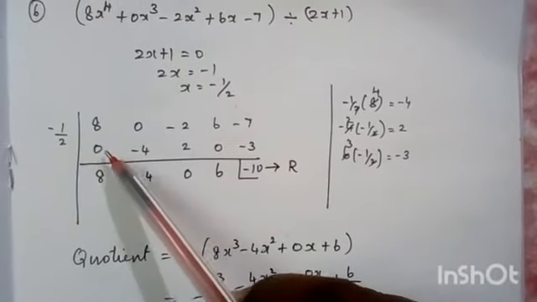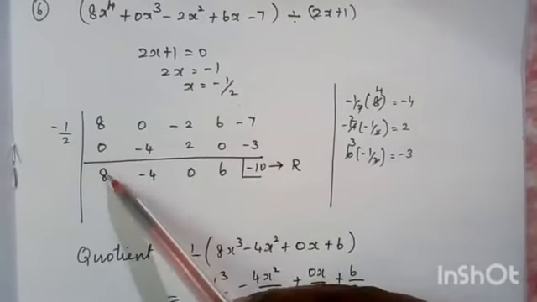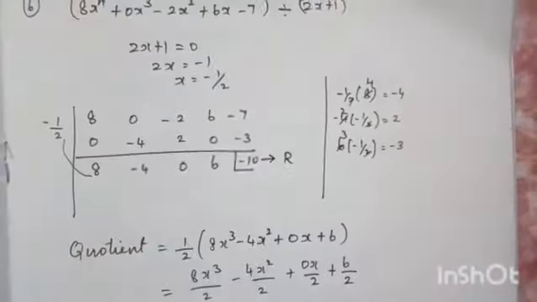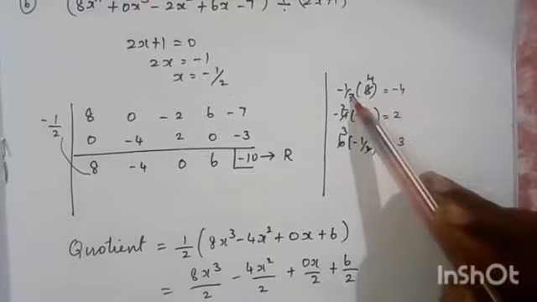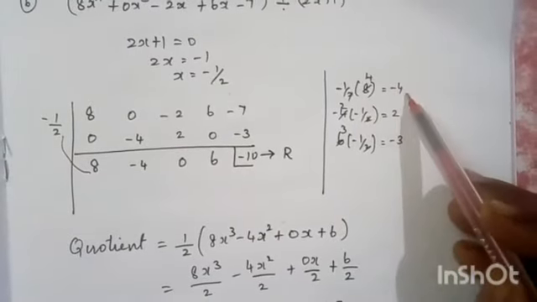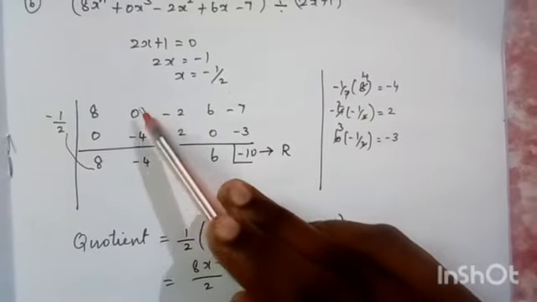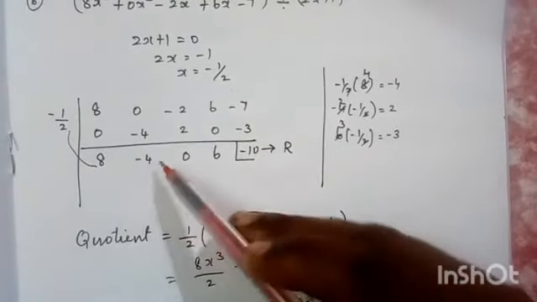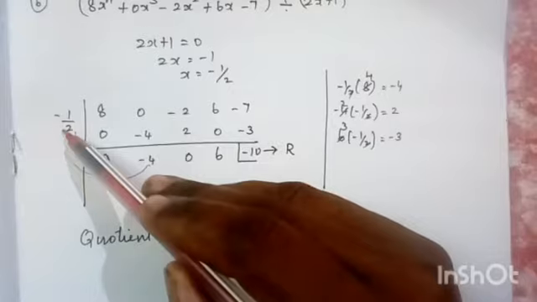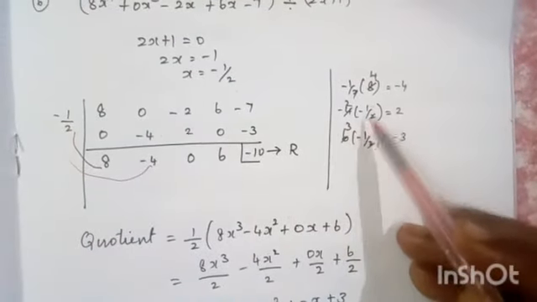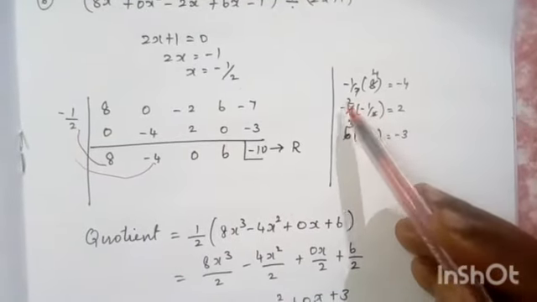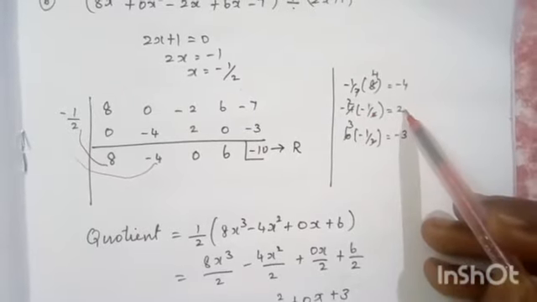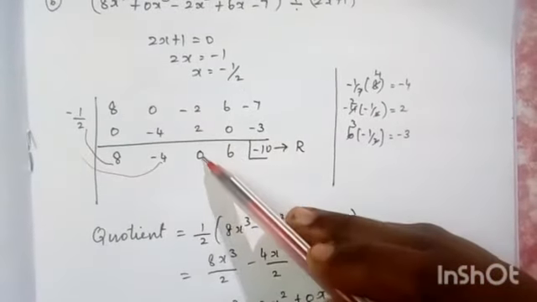In the first place you write 0. Add these two, it is 8. Now you multiply these two: 8 into minus 1 by 2, cancelling, gives minus 4. Write that minus 4 here. Then add these two, that is minus 4. Then again minus 4 into minus 1 by 2: 1 2 is 2, 2 2 is 4, minus into minus is plus, answer 2. So minus 2 plus 2 becomes 0.